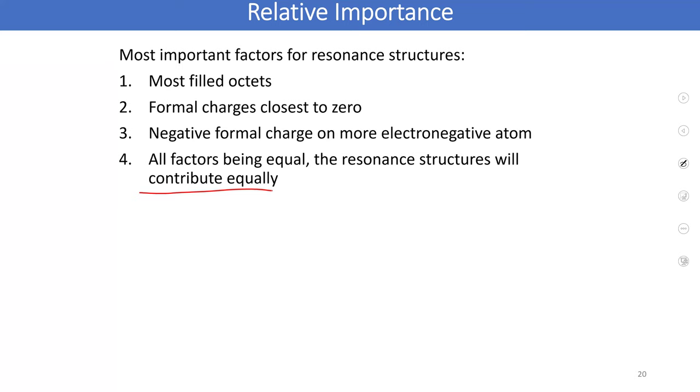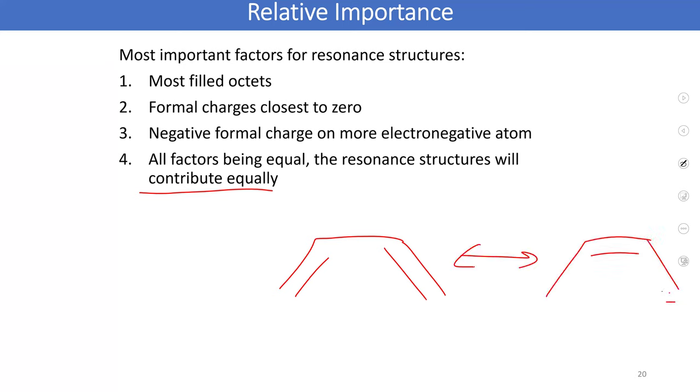Like, for instance, our butadiene example. Here we can draw two different resonance structures, one that puts the positive charge on the left and one that puts the positive charge on the right. These two are identical as far as stability goes, right? Neither of them is as good as this one.